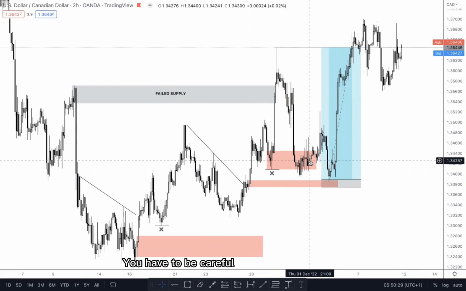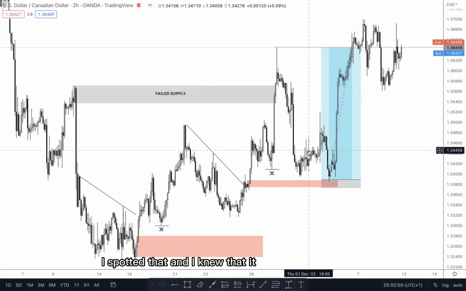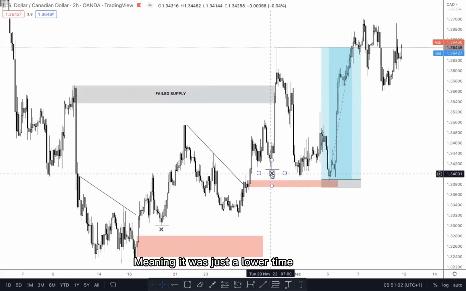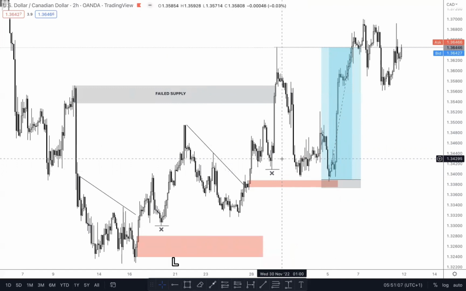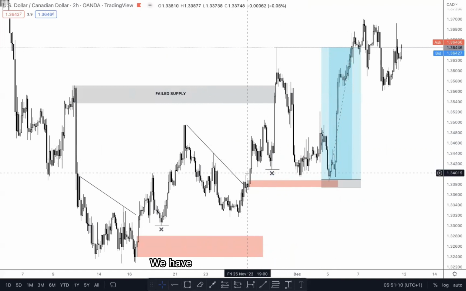So when you're looking at an uptrend, you have to be careful of the actual higher highs and the actual higher lows. Don't get confused by those lower time frame trends that are within the major trend. Don't let them confuse you and make you choose the right or the wrong points of interest. So I spotted that and I knew that that was an inducement, meaning it was just a lower time frame higher low. It was not anything major, and the market will likely want to take it out later on at some point. And also, if you look to your left, we have a bit of imbalance here.